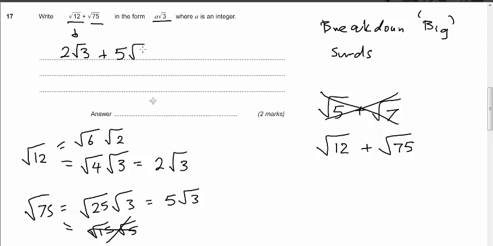So 5 root 3. And this adds to give you 7 root 3, in the same way that 2x plus 5x would give you 7x. Make sure you're focusing on your surds, and hopefully that gives you a quick refresher if you were a little bit sloppy.